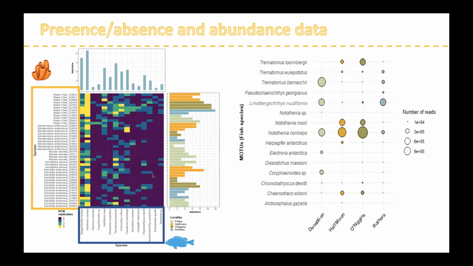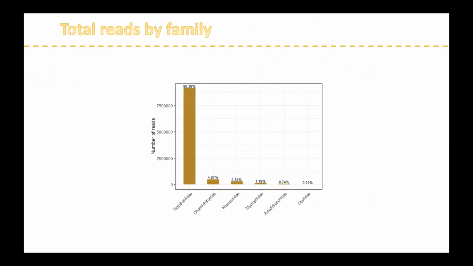As you can see with these two plots, Notothenia coriiceps, here in the bubble plot and here in the heat map, the black rockcod, is the most detected and most abundant in all the localities studied. This species has been detected in more than 40 samples, and most of the MOTUs were identified at the species level, with only 2 MOTUs identified only at genus level, with a high taxonomic resolution.